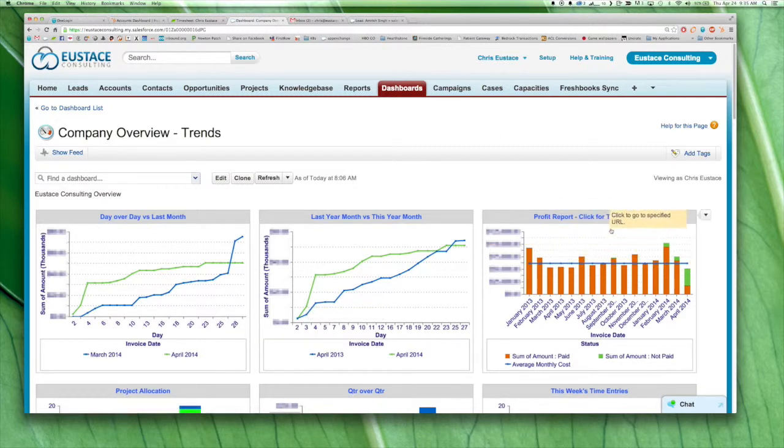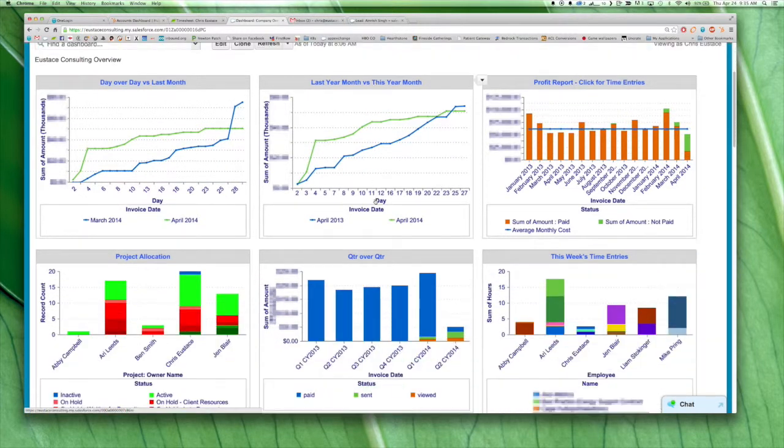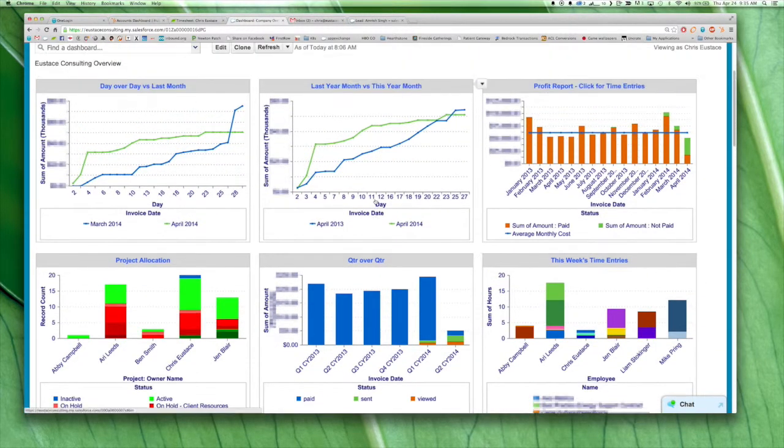Now here we have a profit report, in which the blue line is an estimated cost, what it costs to run the business. This line is actually an estimation and not exactly accurate. You can see here that the green bars are the amount unpaid and the orange is paid. And when we scroll down here, again, all this data comes in from FreshBooks. I don't have to do anything to update this data. It comes in every single night.